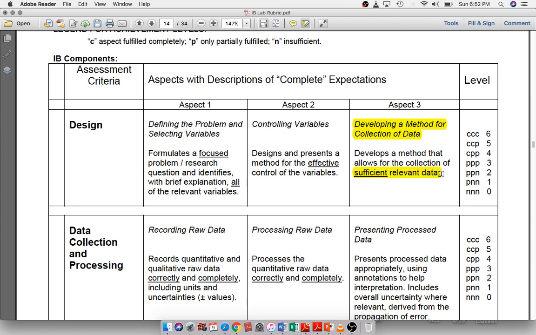So make sure that your experiment is complete and that it's giving you the data that you say that you're looking for. All right, so those are all the steps or all the aspects for the design. Making the question, controlling the variables, and then writing a really good procedure.